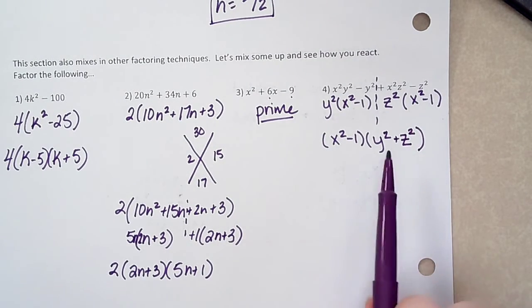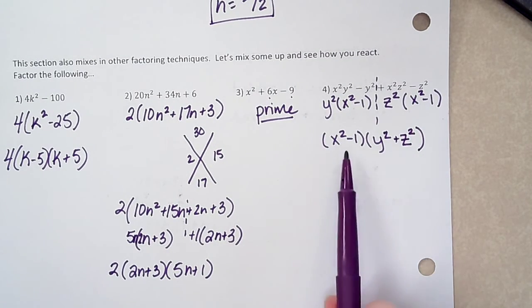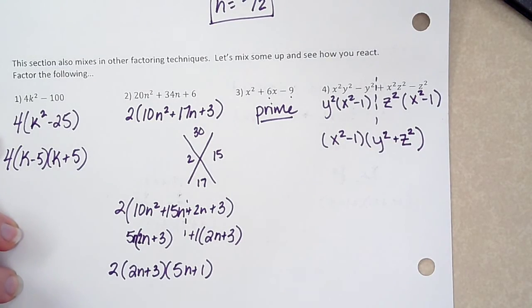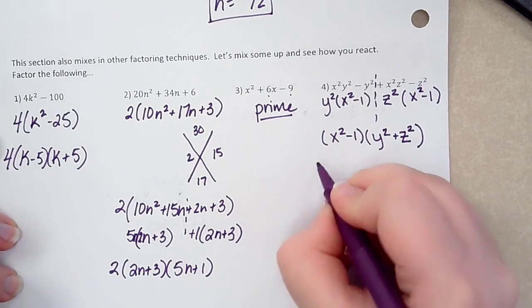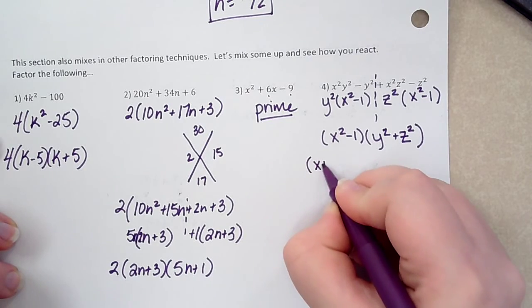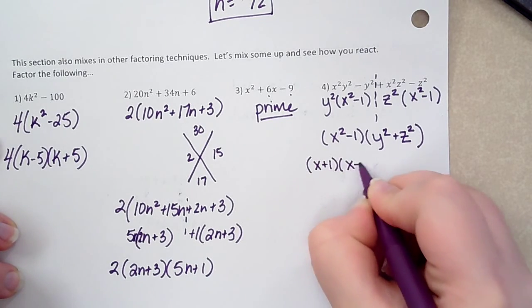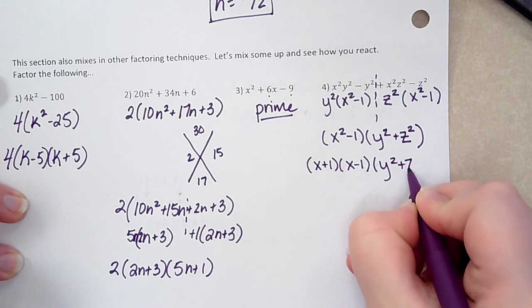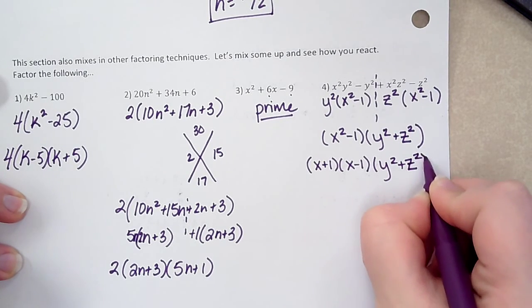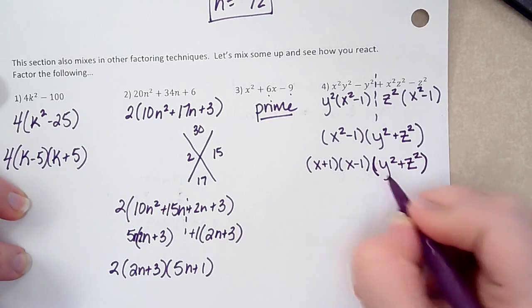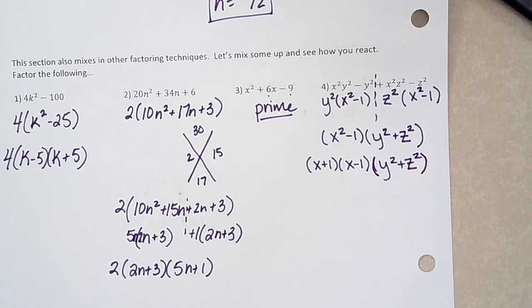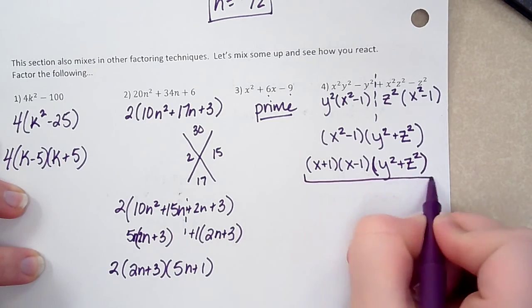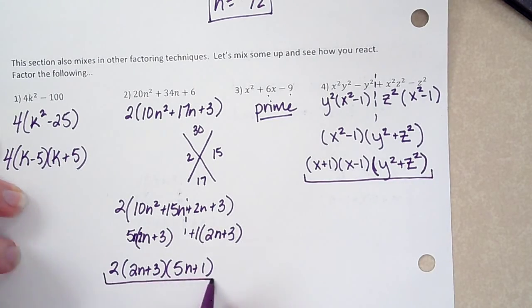I notice I can't really do anything else with the second term. However, the first is a difference of squares because both x is squared and 1 is squared. So I can break that one down into x plus 1, x minus 1, and leave the second term alone since nothing can be done with that. Remember, we don't work with sum of squares yet, only with difference of squares. I've double checked myself. There's nothing that can be broken down further. So this is my final answer.